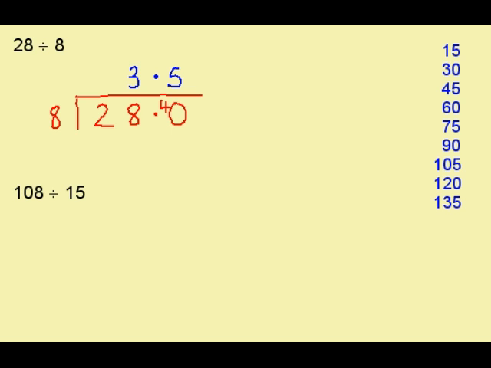We put 108 in the bus shelter with 15 on the outside. 15 doesn't go into 1, so we look at the 10. 15 doesn't go into 10 either, so we have to look at the 108. 15 into 108 goes 7 times. This makes 105. So I have a remainder of 3. I need to put 0.0 and a decimal point up here. My remainder goes here. 15 into 30 goes exactly twice. So the answer is 7.2.